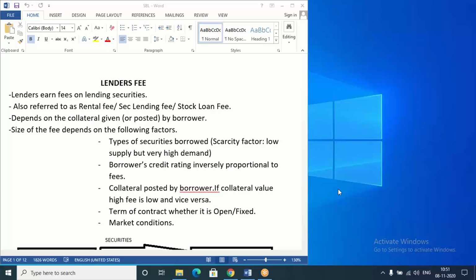So, if the collateral value is high, then the fee is low. To put it in an example, let's say the lender loans securities worth 1 million and the borrower gave him collateral worth, let's say, 2 million, which is way higher than the amount of securities borrowed, right? So at that point, maybe the lender would charge a lower rental fee. Is that clear?